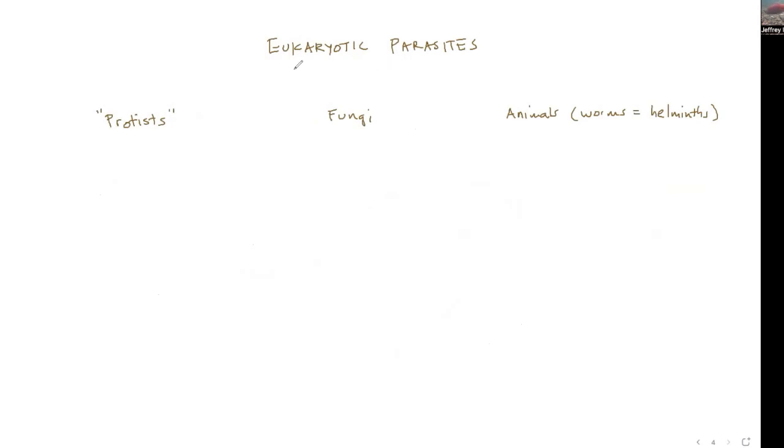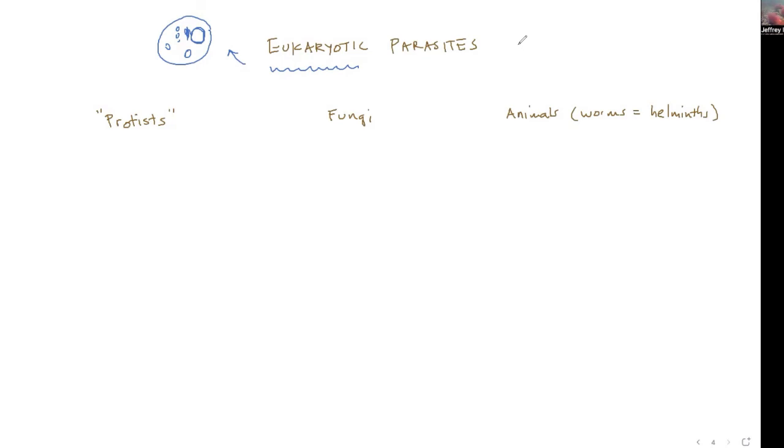parasites that are eukaryotic, right? Remember eukaryotic? That means they have the same kind of cells that we do. They've got nuclear envelopes. They've got endoplasmic reticula. They've got Golgi apparatus. They've got mitochondria. They don't all have chloroplasts. If we're talking about algae, they would have chloroplasts.